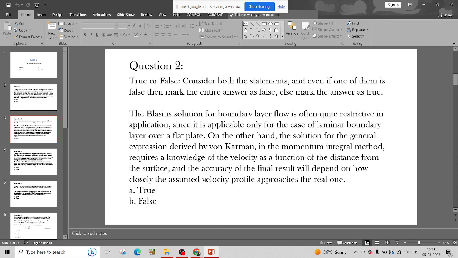The Blasius solution for boundary layer equation is often quite restrictive in application since it is applicable only to the case of laminar boundary layer over a flat plate. On the other hand, the solution for the general expression given by von Karman in the momentum integral method requires a knowledge of velocity as a function of distance from the surface, and the accuracy of the final result will depend on how closely the assumed velocity profile approaches the real one.